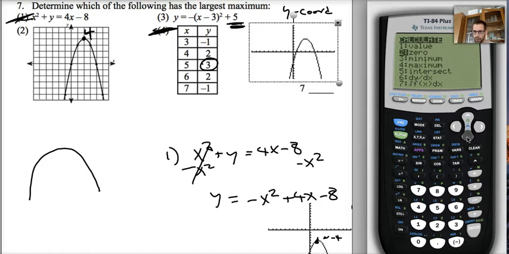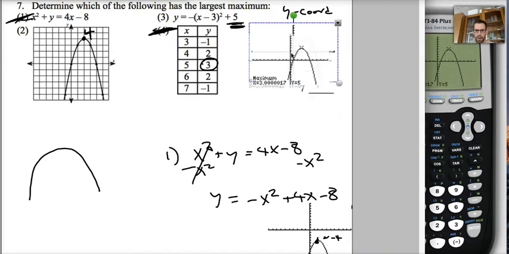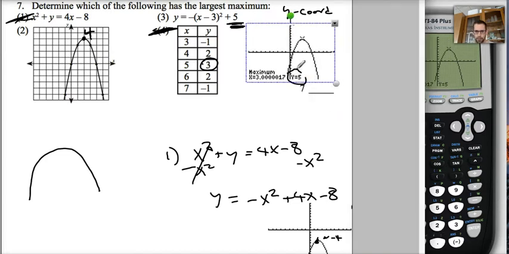And yeah, sure enough, I can just do a maximum command. Second trace, maximum, left bound, enter. Move over to the right side for the right bound. I'll do something somewhat symmetrically there. Right bound. Guess. It says that the maximum, the y-coordinate, is about 5. So this one is indeed shifted up 5 units, and it has the largest maximum.